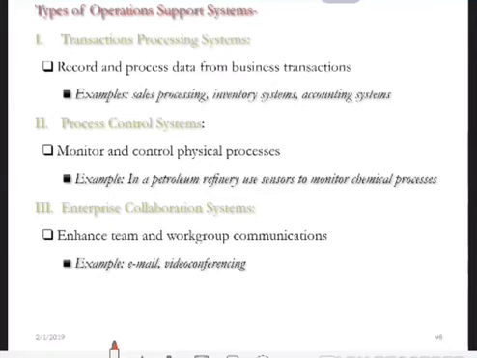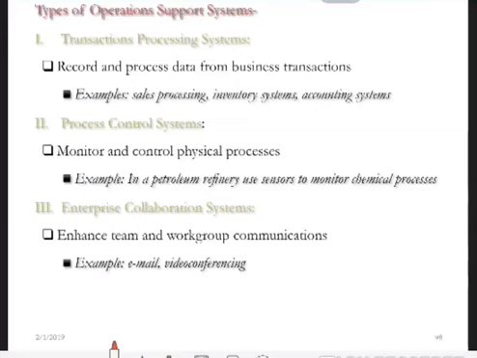Record and process data from business transactions. The system where we record when a transaction occurs, we call transaction processing system. For example, cash register machine, sales processing, inventory systems, and accounting. These all are parts of transaction processing systems. Then we have process control system, which monitors and controls physical processes. For example, in a petroleum company where refining is done, the system that controls or monitors that, we call process control system.